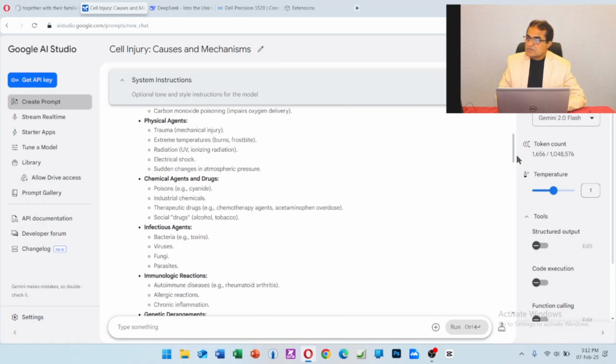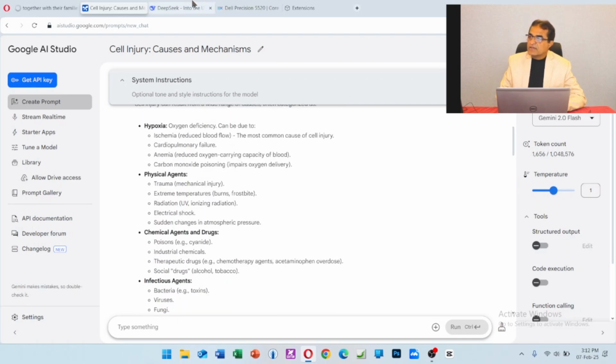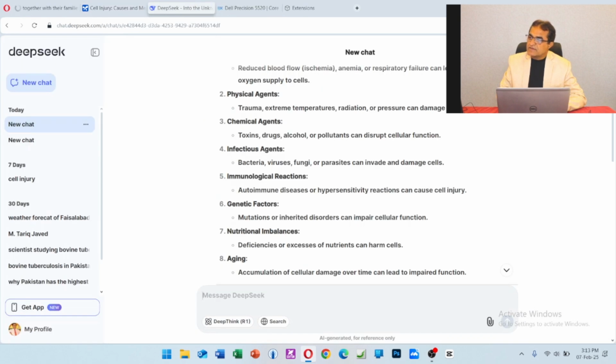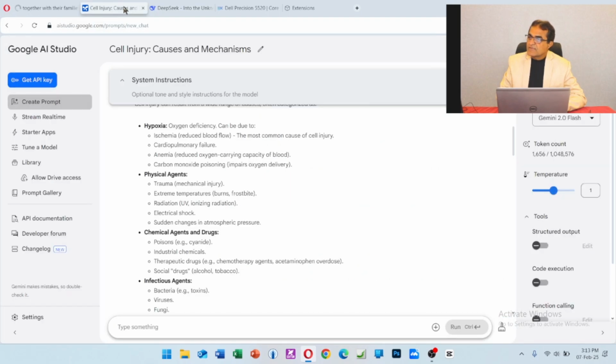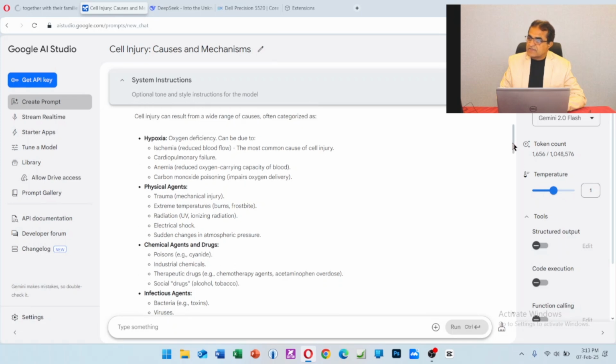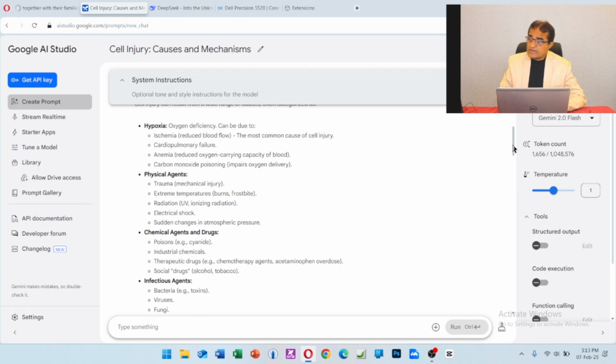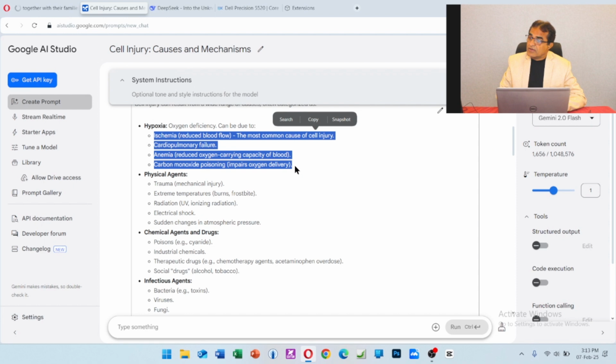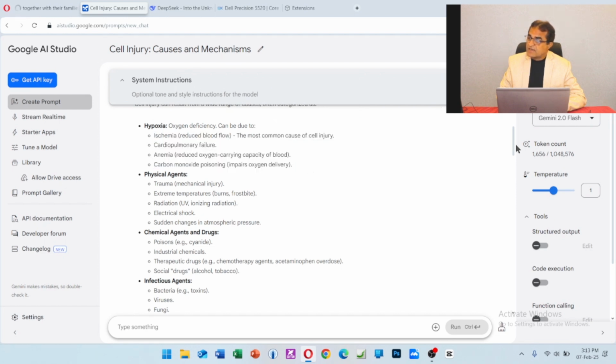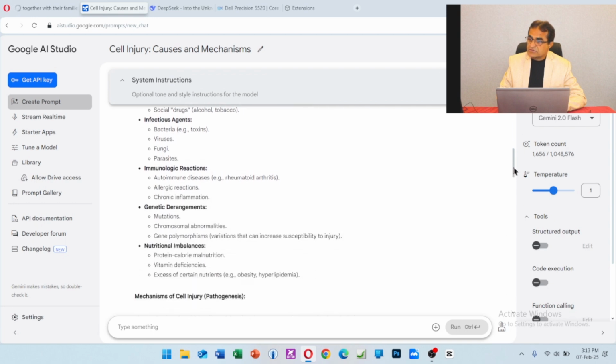Okay, so if we look, DeepSeek has given only a one-line statement for each cause, while Google AI Studio has given us quite a comprehensive description for each cause. So that is quite tremendous.